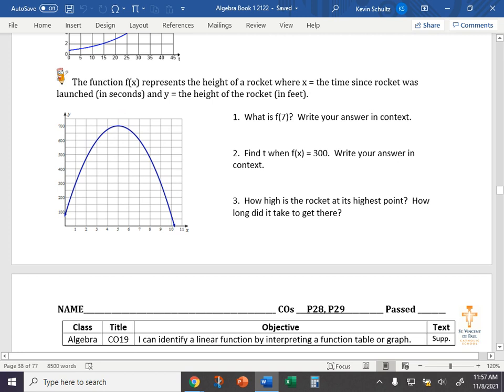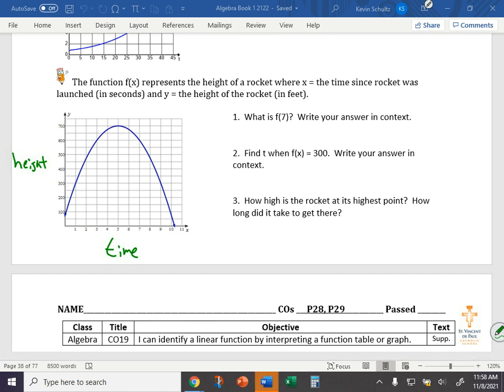The second one, we have another graph. This one details the path of a little rocket ship. It says the function f of x represents the height of a rocket, where x is the time since the rocket was launched, and y is the height of the rocket in feet. So again, here our x-axis deals with time, and in this case, our y-axis deals with height.